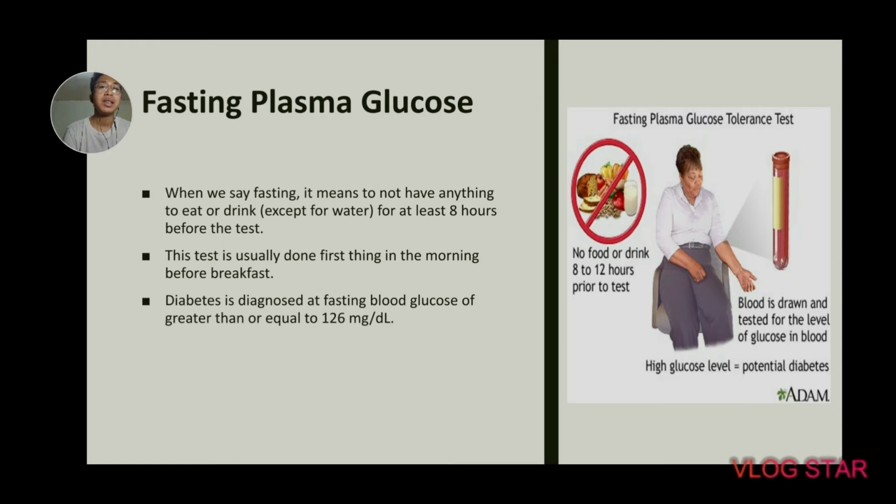Next is the fasting plasma glucose. When we say fasting, it means to not have anything to eat or drink except for water. This lasts for at least 8 hours before the test. This test is usually done first thing in the morning before breakfast. Diabetes is diagnosed using this test with a fasting plasma glucose greater than or equal to 126 milligrams per deciliter. In the illustration to the right, there is no food or drink for 8 to 12 hours prior to the test. Blood is drawn and tested for the level of glucose in the blood. High glucose levels equal potentially diabetes.